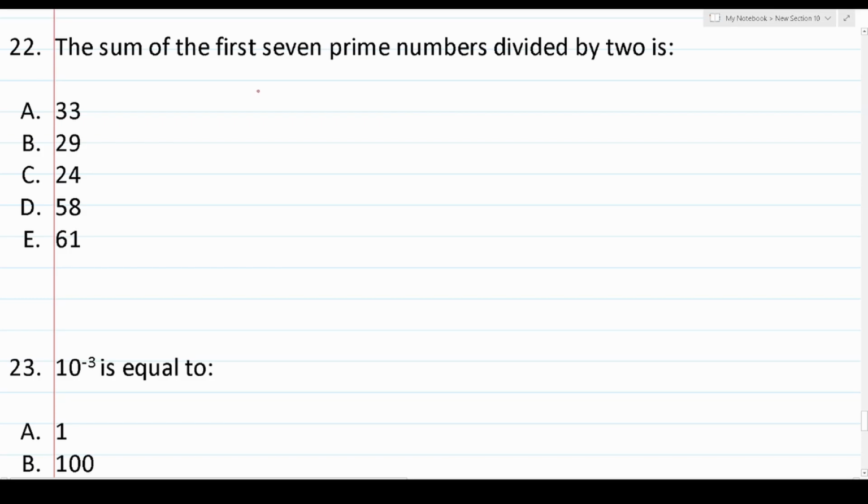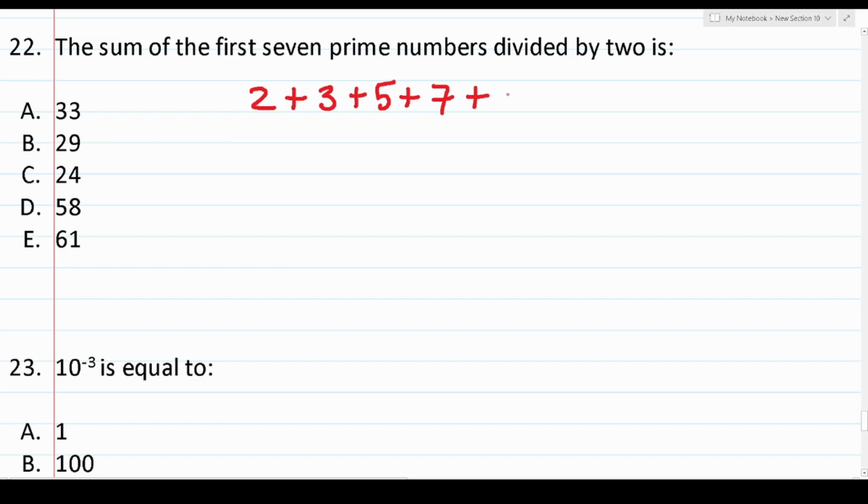2 is only divisible by itself and 1, so that meets the definition of being prime. 3 is only divisible by 3 and 1, so that's prime as well. 4 is divisible by 4, 2, and 1, so it's not prime. 5 is only divisible by 5 and 1. 6 is divisible by 6, 3, 2, and 1, so it's not prime. 7 is only divisible by 1 and itself. 8 is divisible by 8, 4, 2, and 1, so it's not prime.